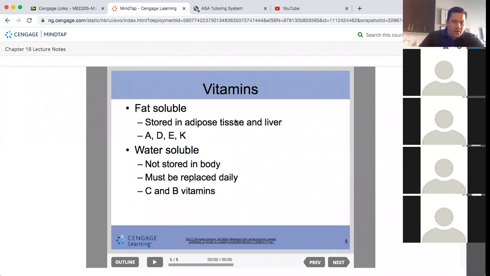Vitamins, you have vitamins that are fat soluble and are stored in the adipose tissue and liver. The vitamins, fat soluble, are A, D, E, and K. And you have water soluble vitamins that are not stored in the body, must be replaced daily. For example, the vitamins C and B vitamins.